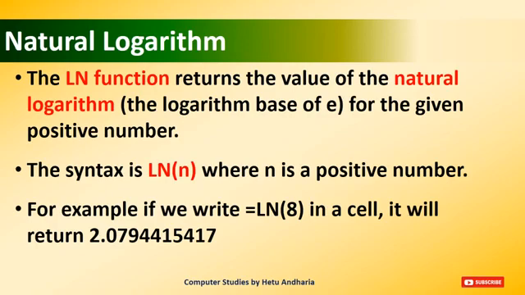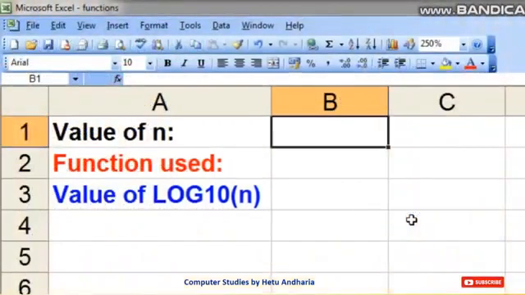The ln function returns the value of the natural logarithm, that is the logarithm base e, for the given positive number. The syntax is ln into bracket number, where number is any positive number. For example, if we write ln into bracket 8 in a cell, it will return 2.07944154117. To find the logarithm base 10, we use the function name log10.